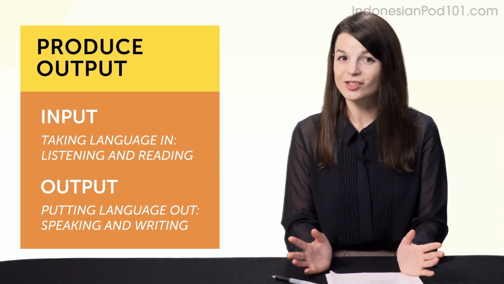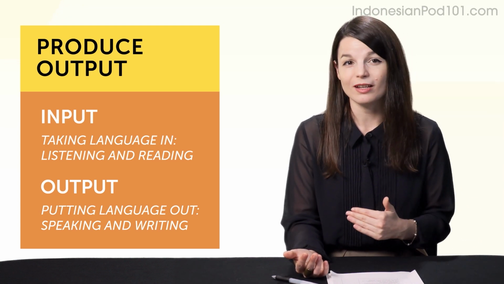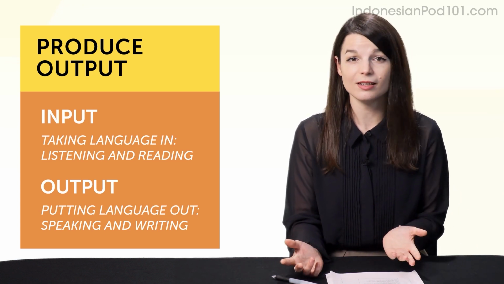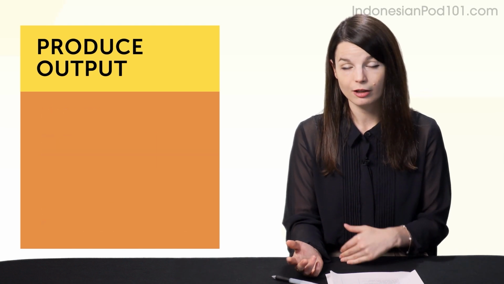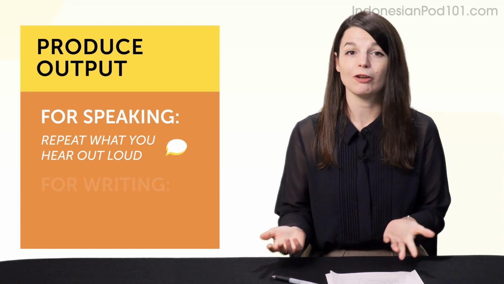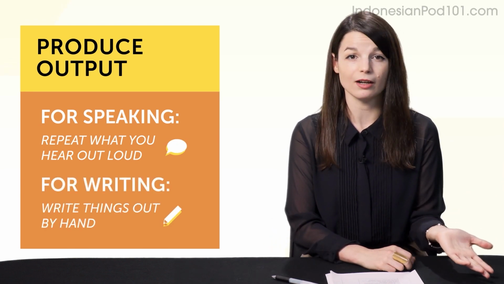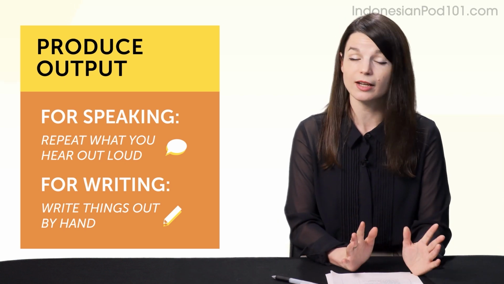You can listen to lessons all day long, but listening helps with listening. It won't get you speaking the language. So the easiest ways to produce output are, for speaking, repeat what you hear out loud. That's called shadowing. And for writing, write things out by hand. You can copy out our lesson dialogues or just copy the sentences out of a textbook.